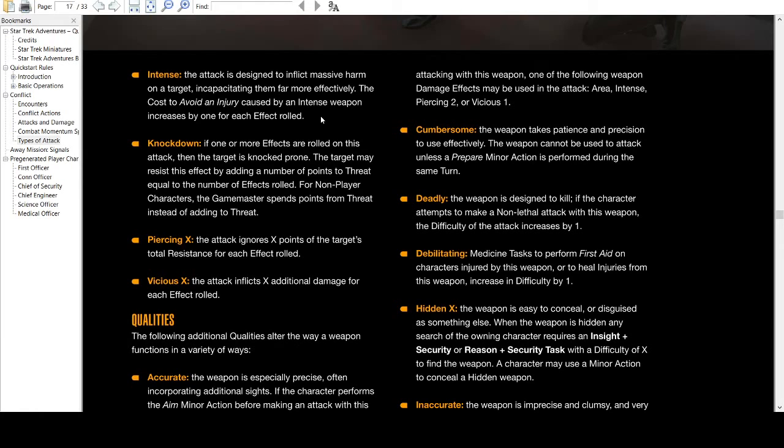Alright, we have knockdown. If one or more effects are rolled on this attack, then the target is knocked prone. The target may resist this effect by adding a number of points to threat equal to the number of effects rolled. For non-player characters, the character must spend points from threat instead of adding to threat. Alright, so that pretty much makes sense.